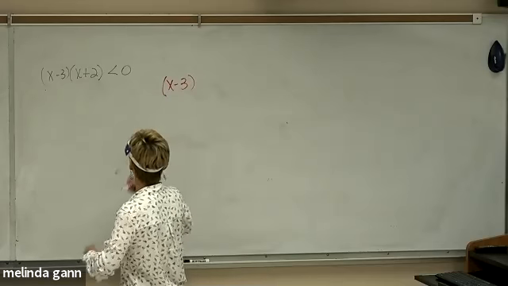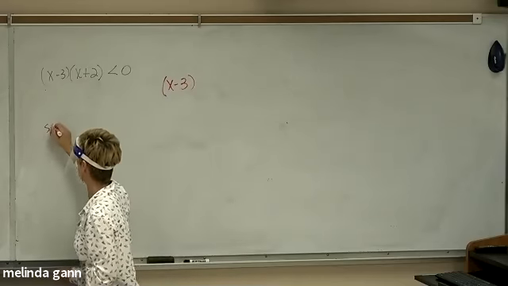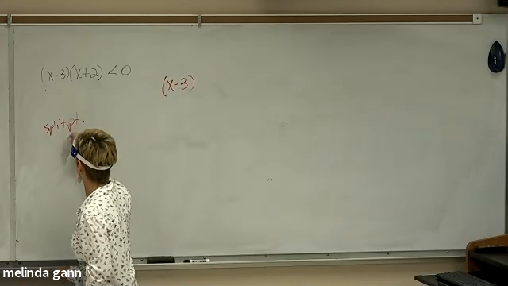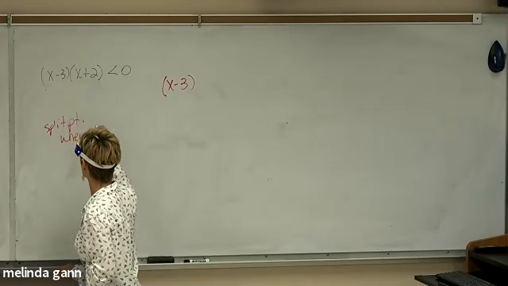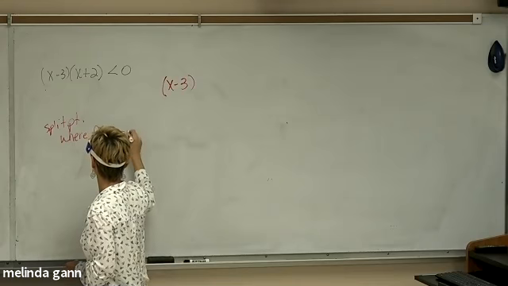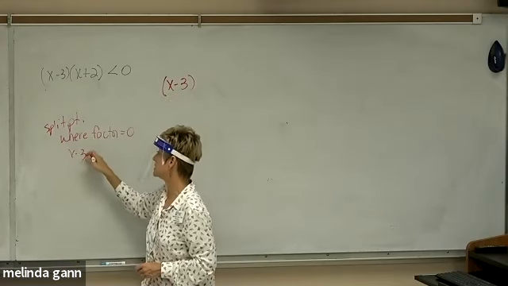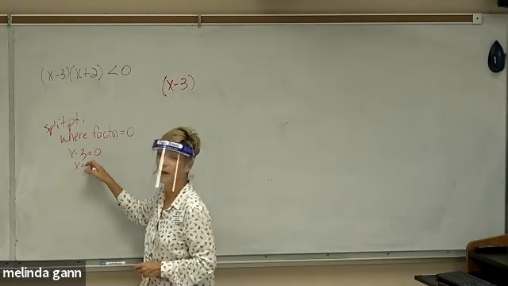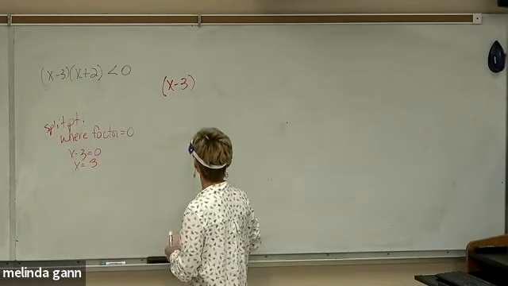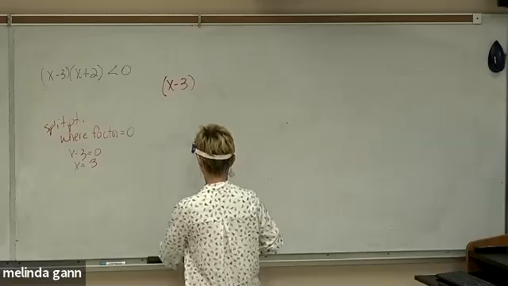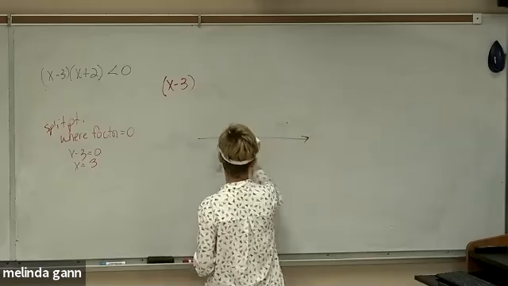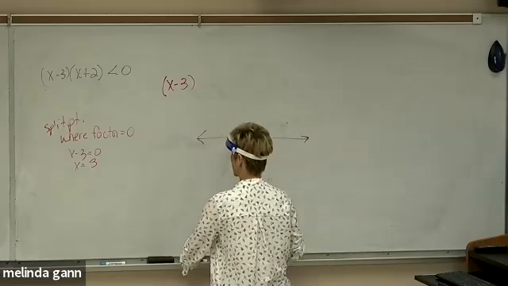Now, what's the split point for that factor? A split point is where the factor equals 0. So what's your split point for x minus 3? When does x minus 3 equal 0? When x is what? 3. Okay? So I've got a number line down here. And I'm going to put the split point on that number line.